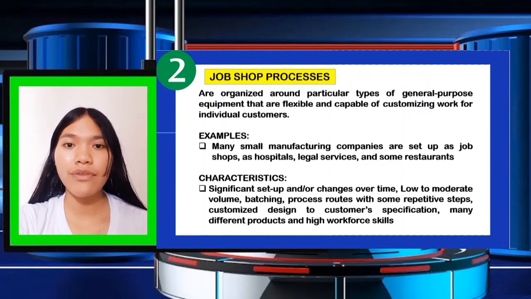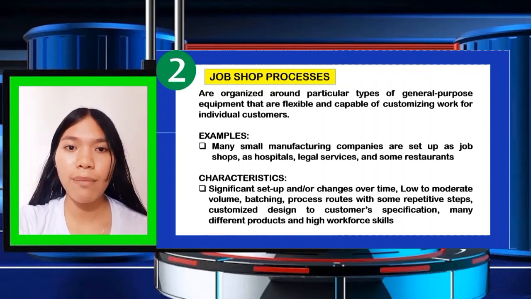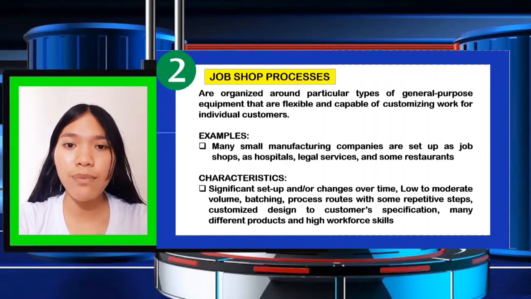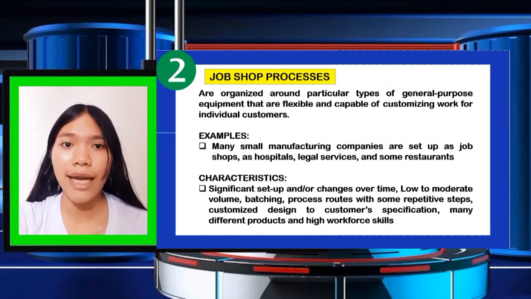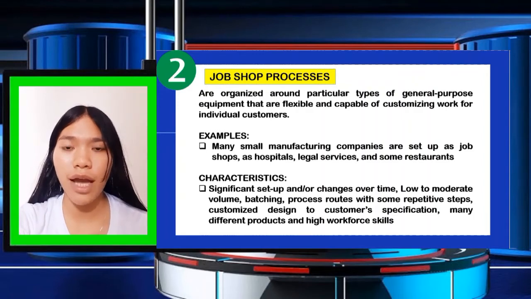The second type of process is the job shop processes. These are organized around particular types of general purpose equipment that are flexible and capable of customizing work for individual customers. This means that in job shop processes, each item has its own processing route and takes different paths. In simpler words, non-standardized, high variety items of different types are produced in lower volume in a job shop production system.